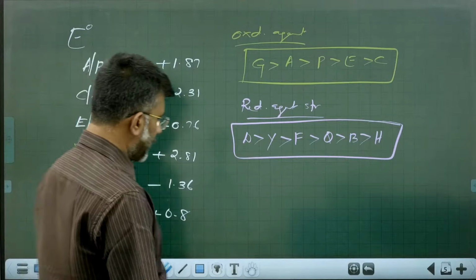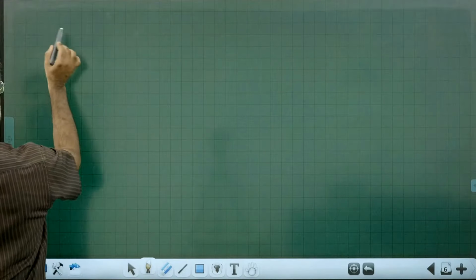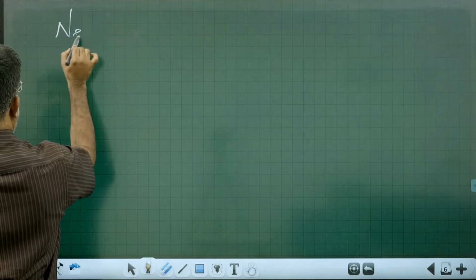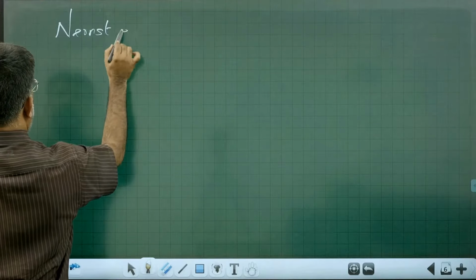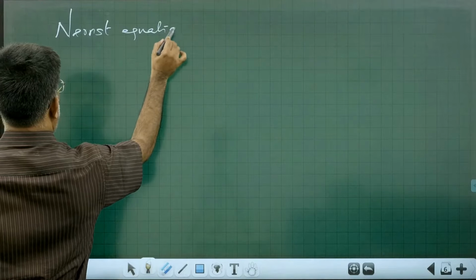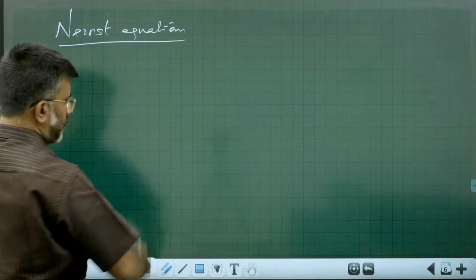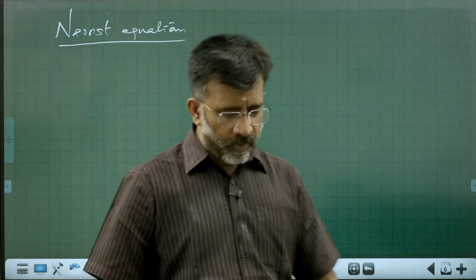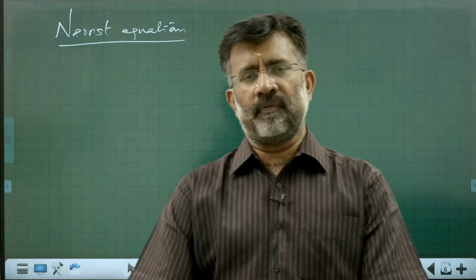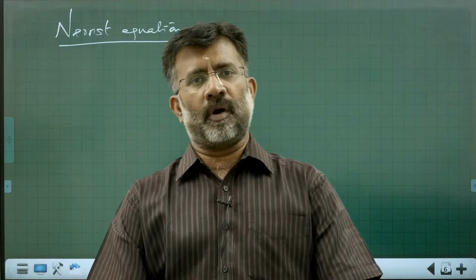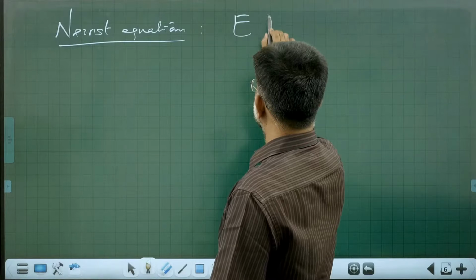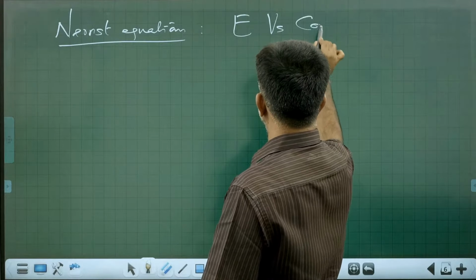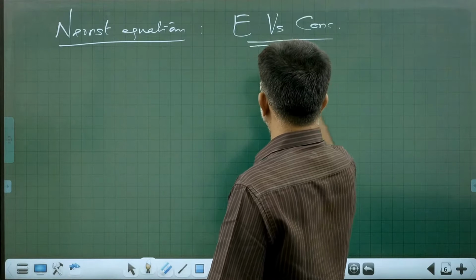Next is writing the Nernst equation, the Nernst equation for electrochemical cells. The Nernst equation is actually talking about EMF versus concentration. The Nernst equation is talking about potential versus concentration. That is the prime point.